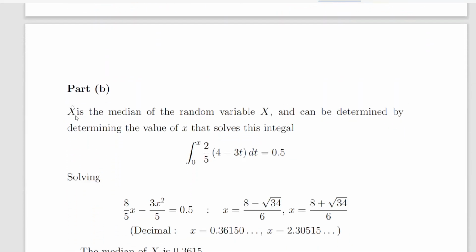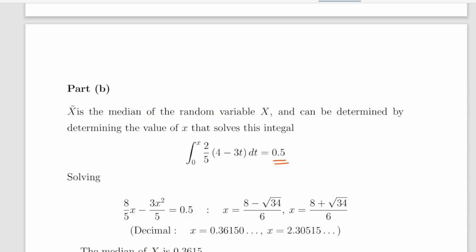Okay, so x tilde, as we say, I'm just going to call it the median. This is the median of the random variable x, and can be determined by finding the value of x that solves this equation. So essentially what we do is let our cumulative distribution function equal 0.5, and then find out what value of x will solve this.